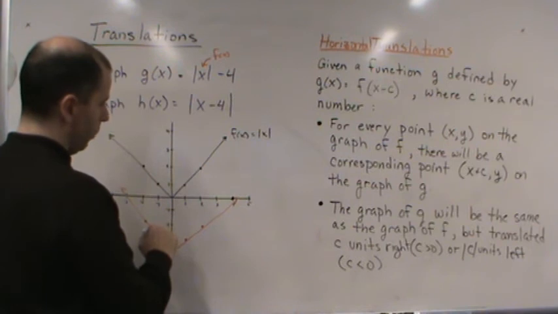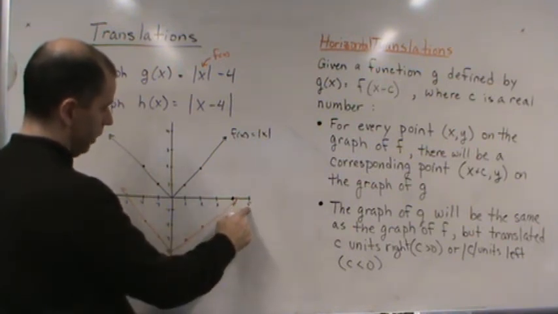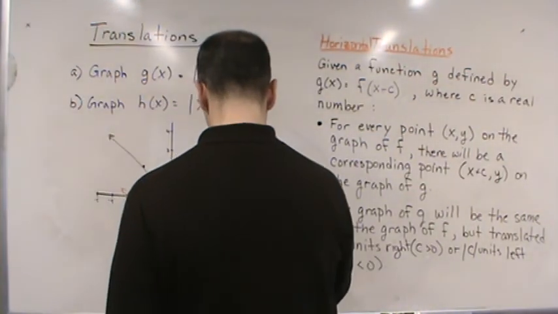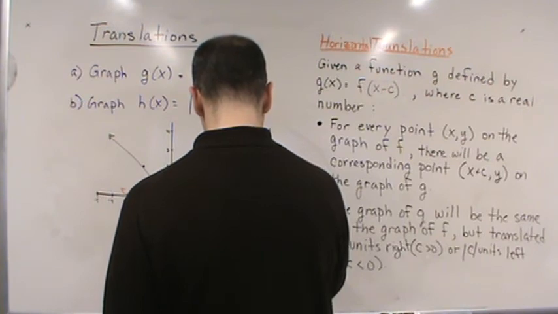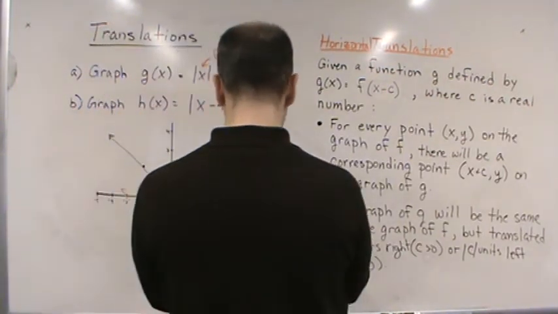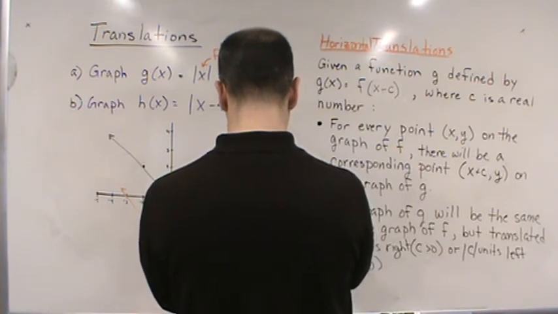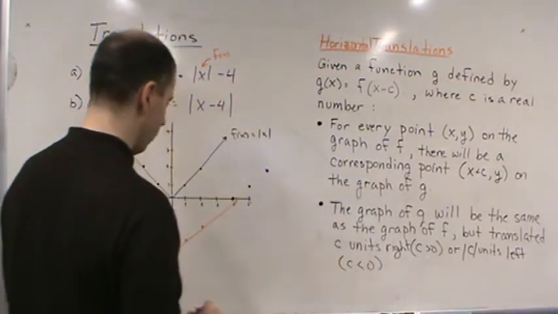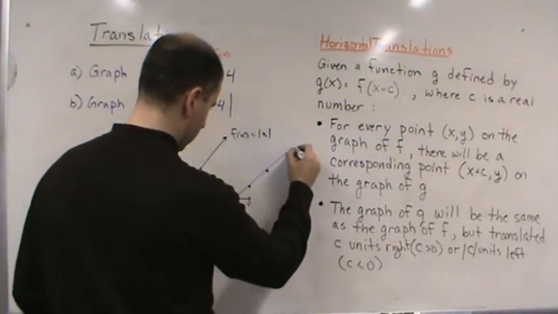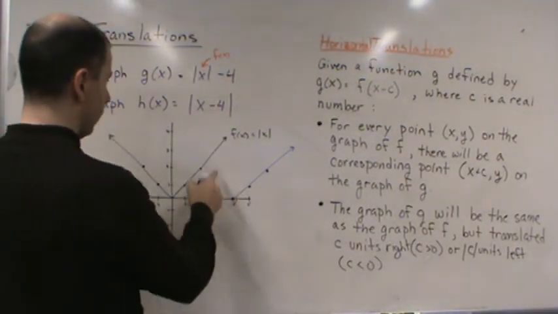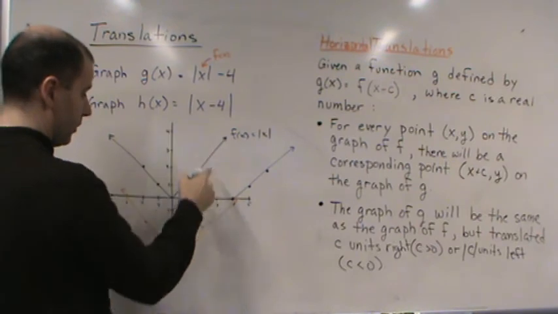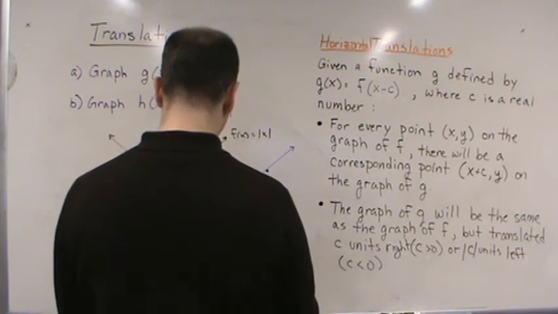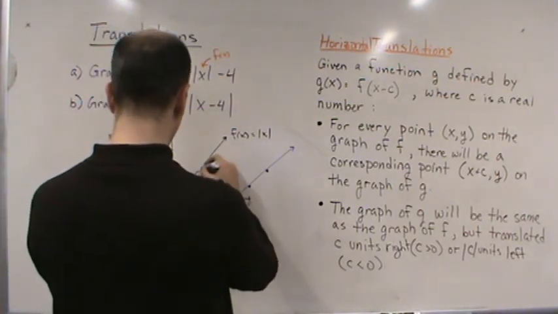Now, what about at x equals 5? When x equals 5, I get 1. All I'm doing is plotting the points. When x is 6, it's going to be 2. Now when I go to 3, I get negative 1, and that gives me a positive 1. So I get 3, positive 1. And then 2 is going to give me positive 2.